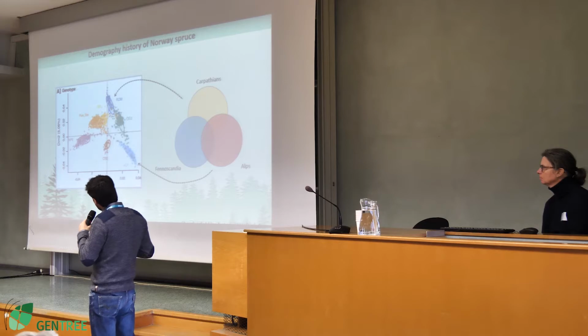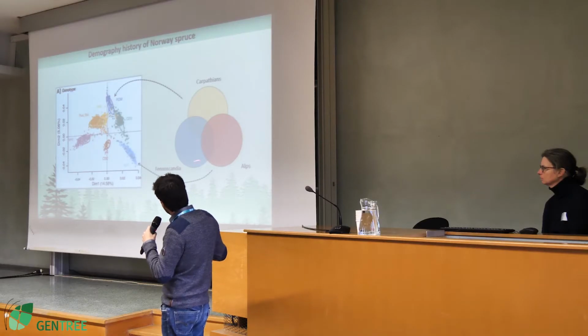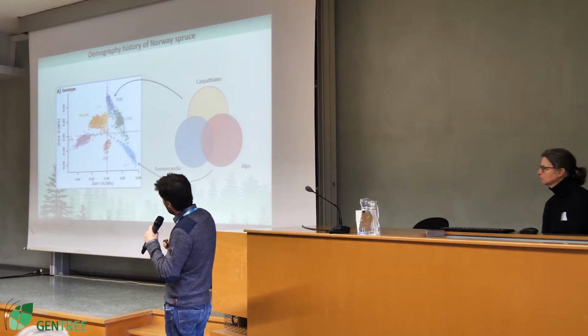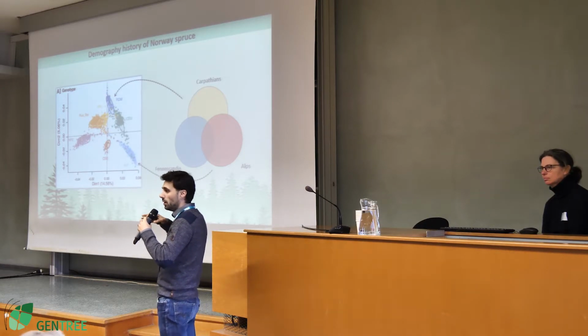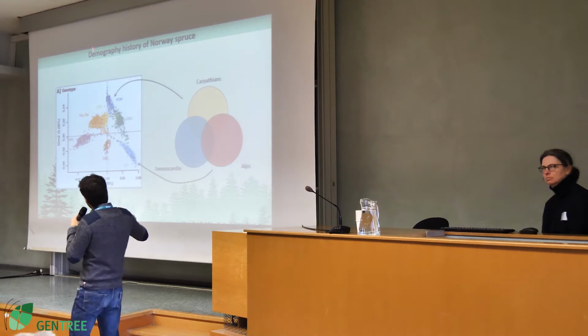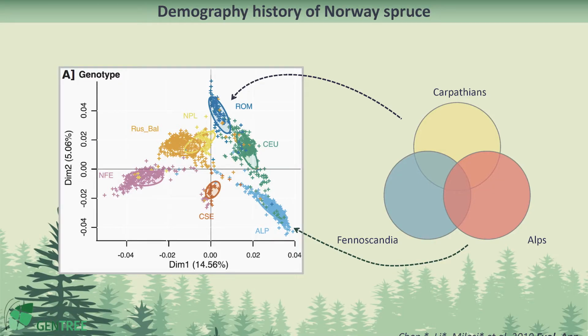This principal components analysis is based only on the 500,000 markers I showed you, and you can see that the Carpathian, the Alpine, and the Fennoscandia domains are the angles of this triangle. They are the ancestral refugia, and, for instance, Central Europe is the result of the recent admixture between Carpathian and Alpine.